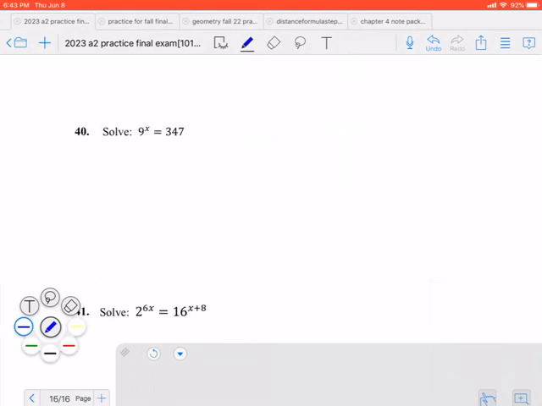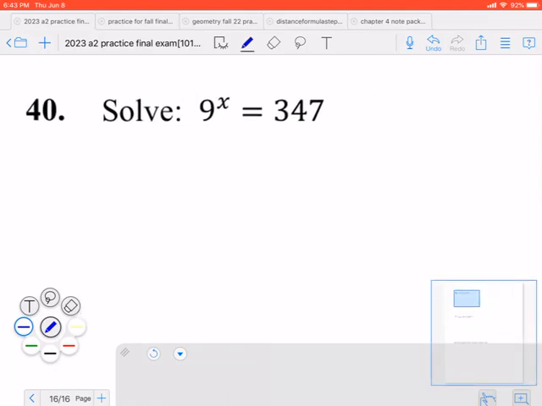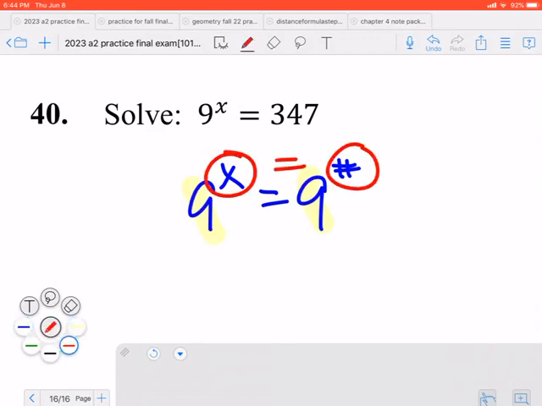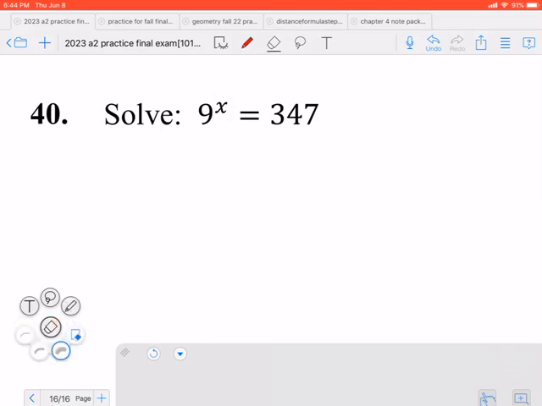Number 40. Solving for x when x is an exponent. Now, what I would first look to do is, can I change 347 to be 9 to some power? Because if they have the same base, you can set your exponents equal to each other. Working with my calculator a little bit, it turns out it doesn't work. There's not a whole number. 347 is not 9 to a whole number power.